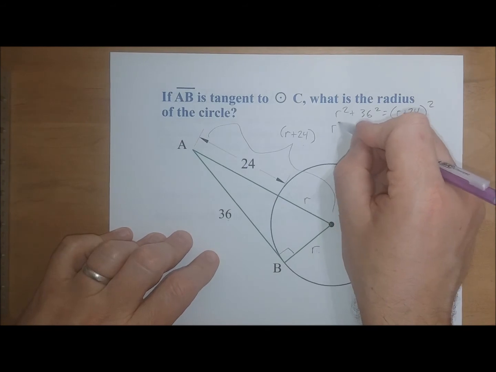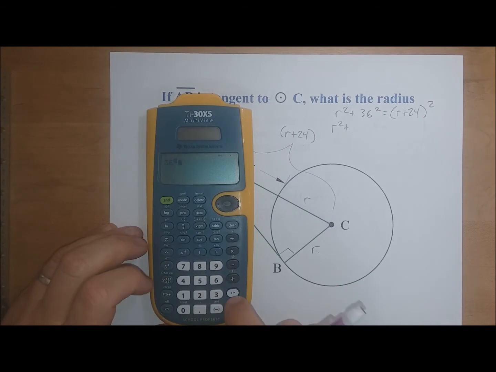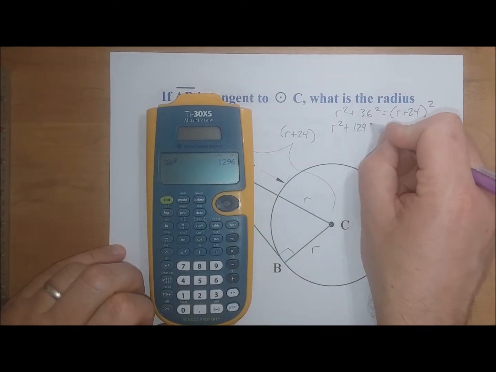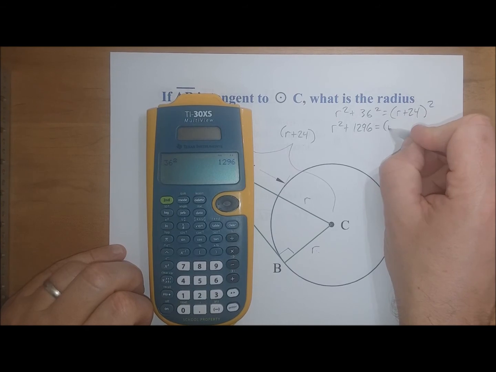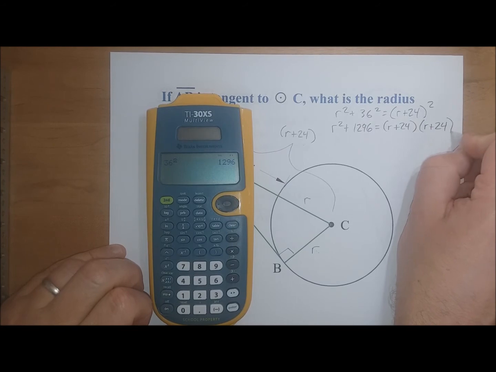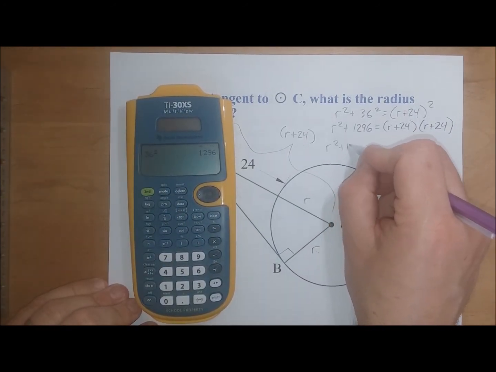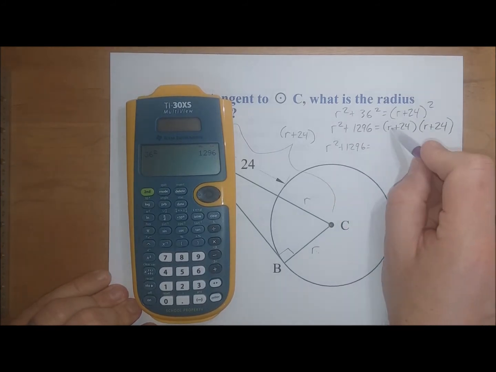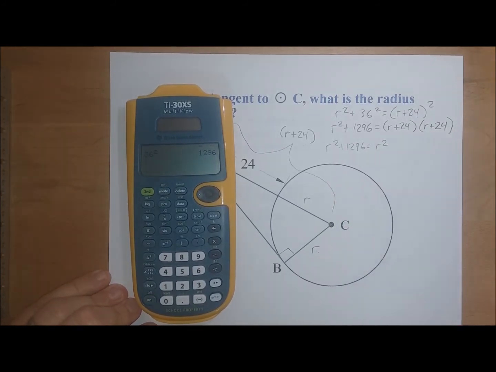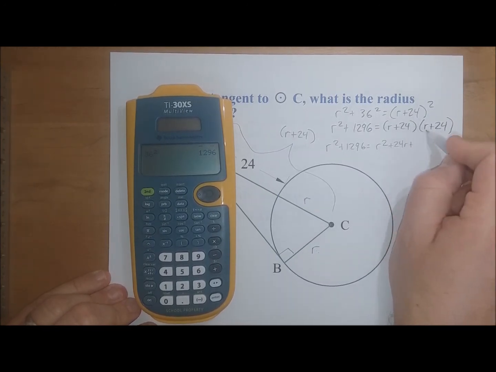Good. And what is 36 squared? That's another one I don't recall. 1,296. And don't forget, don't fall for the classic blunder on those, okay? Got to FOIL that out. So we get r squared plus 1296 equals r times r is r squared. R times 24 is 24r. 24 times r is another 24r. And 24 times 24 is 576.